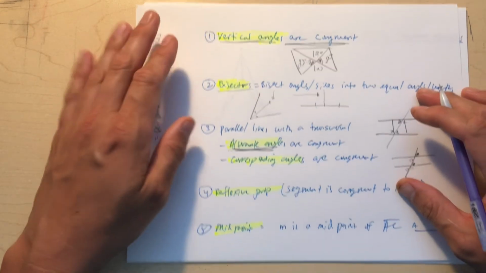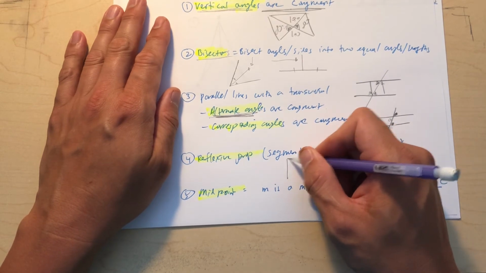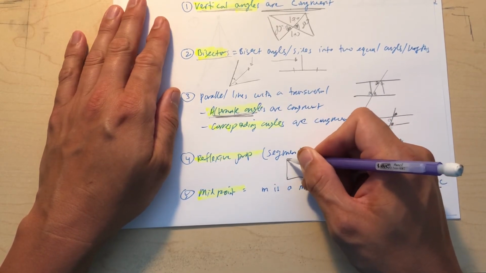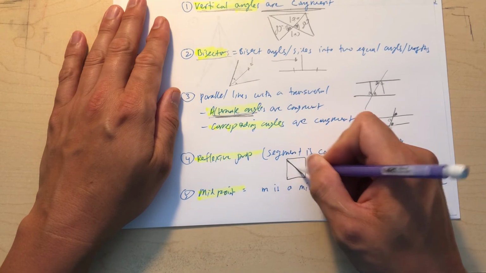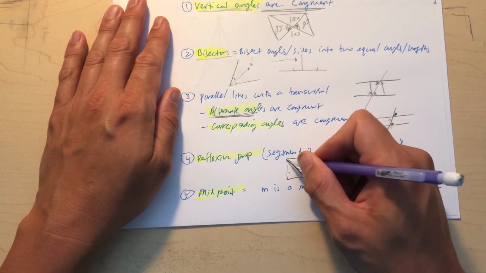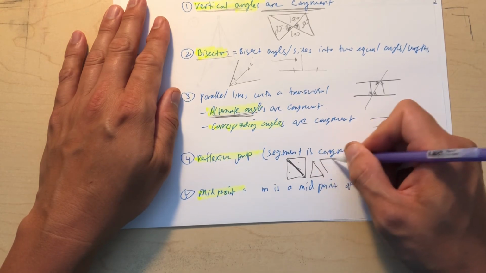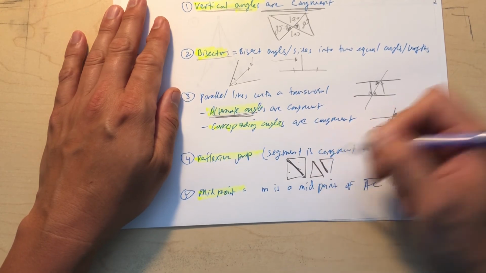Reflexive. Reflexive just means that if you share a side, this side here is the same as this side for that triangle and the same as that side for that triangle. So that length right there, you split that up and you're going to have 2 triangles like this, and that's reflexive because that's the same length.